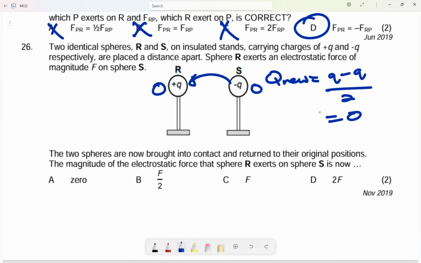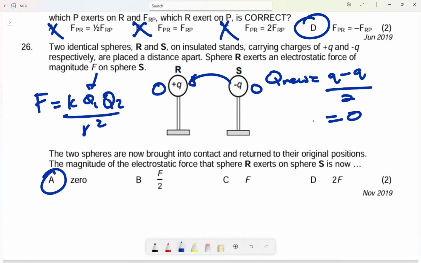So they say the two spheres are now brought into contact and returned to their original position. The magnitude of the electrostatic force that sphere R exerts on sphere S now is how much? It will be 0, because they do not have any charge. Remember F is equal to K Q1 Q2 divided by R squared. If one of the Q's is 0, then everything will become 0.